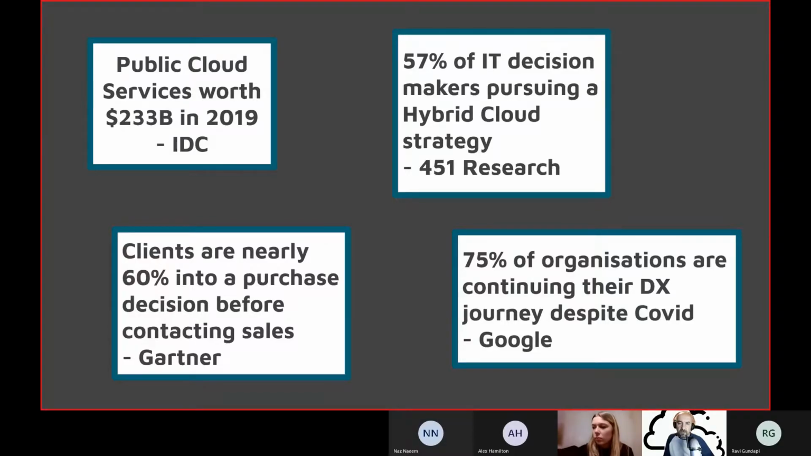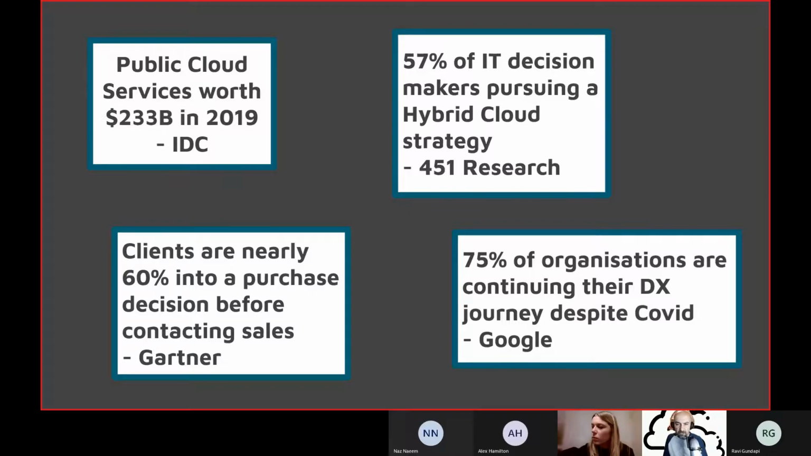Decisions in IT seem to be following the expected path in terms of what IT decision makers are looking at. Over 50% of them are looking at a hybrid cloud strategy. That's good. It means they're trying to utilize what they have in their data center, sweating those assets, but also moving forward into the public cloud. Interestingly, though, nearly 60% of clients don't make a decision until very late in the process, in terms of engaging with the sales aspect of an IT vendor. That's an interesting statistic from Gartner.